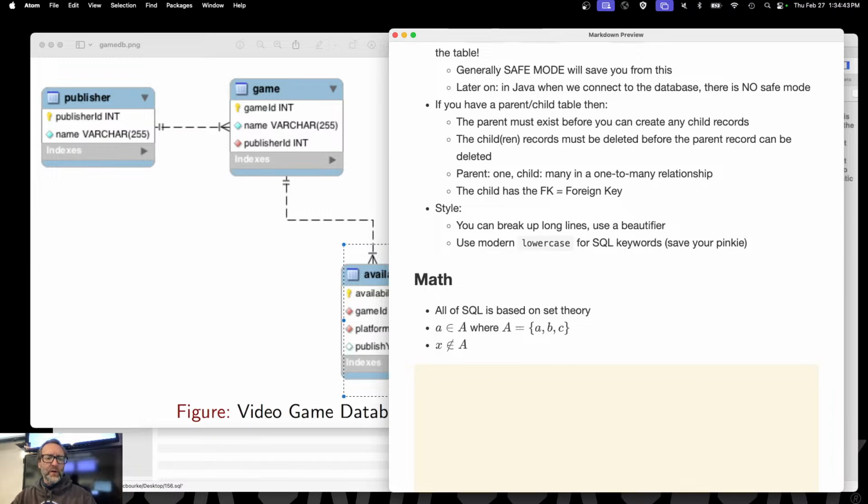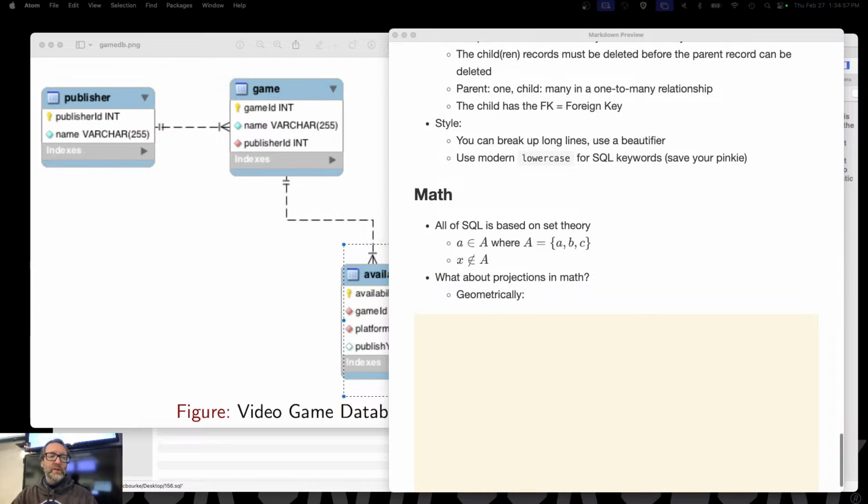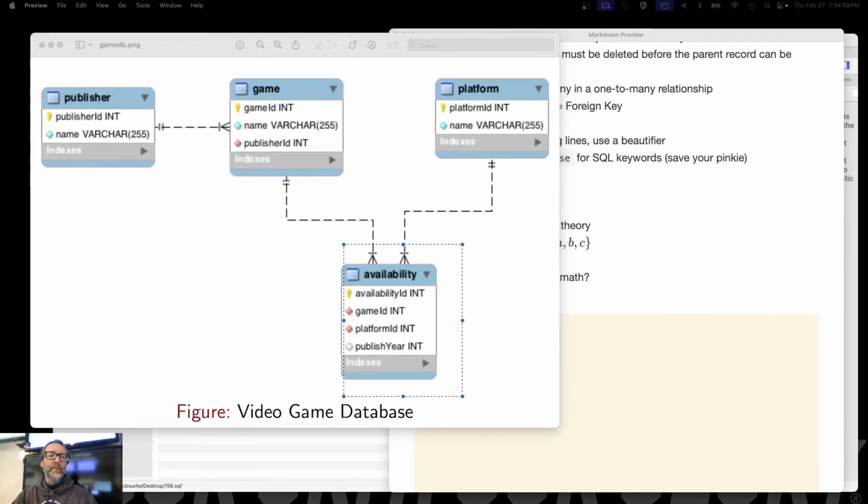We'll eventually do Cartesian products, but let's see. What about projections in math? Let me indent both of those. Right? What about projections in math? So let's think about this geometrically, right? So geometrically, I'm just going to pull out a picture here eventually. Now, if I took a three-dimensional cube and then I projected it down onto two-dimensional space, what would it look like?